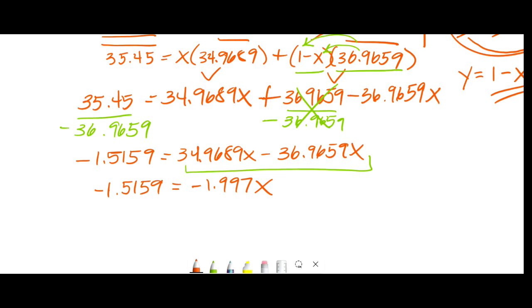So we're really close. So in order to do that, we need to do some division. So let's divide both sides by 1.997x.